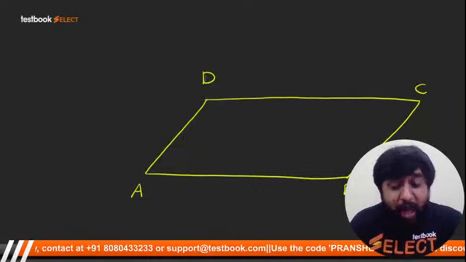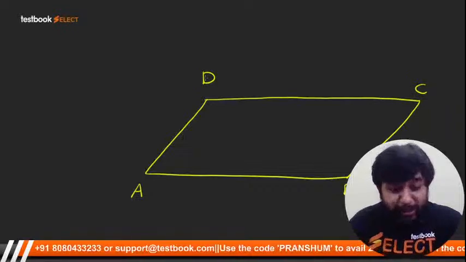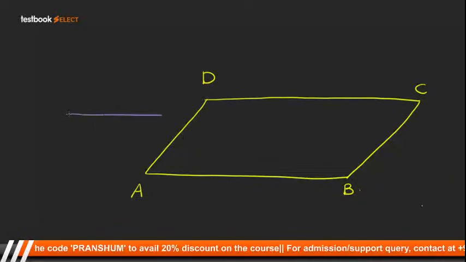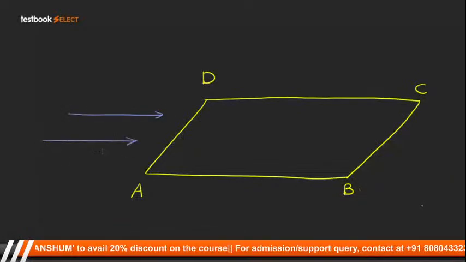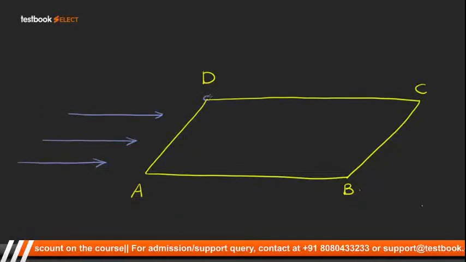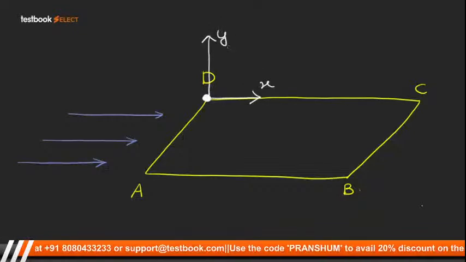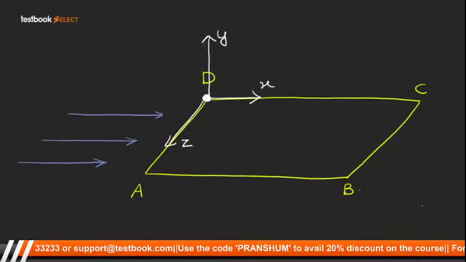So what I have done, I have taken a rectangular plate ABCD, and let me remove my video so that nothing is hidden behind it. Now I am assuming that over the plate, water is moving in X direction. Okay. Over the plate, water is moving in X direction. So what is X direction? So basically I will take a coordinate system over here. This will be the origin of coordinate system. D point will be the origin of coordinate system. This is the X direction. This is the Y direction perpendicular to the plate. And this is the Z direction.